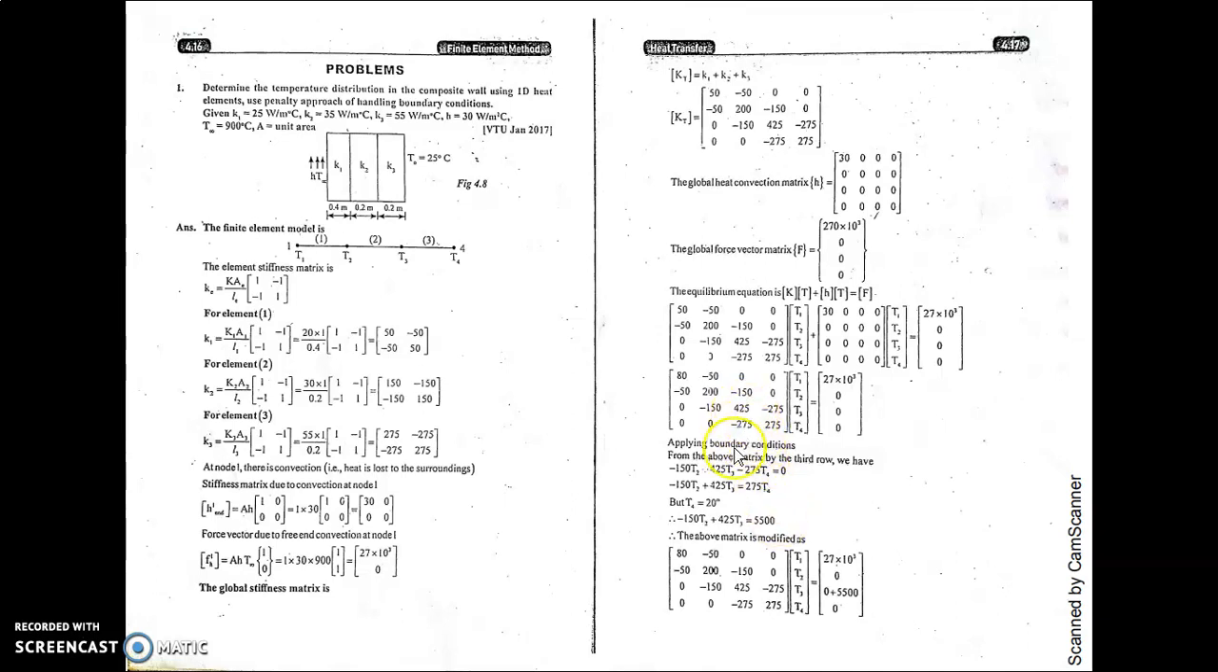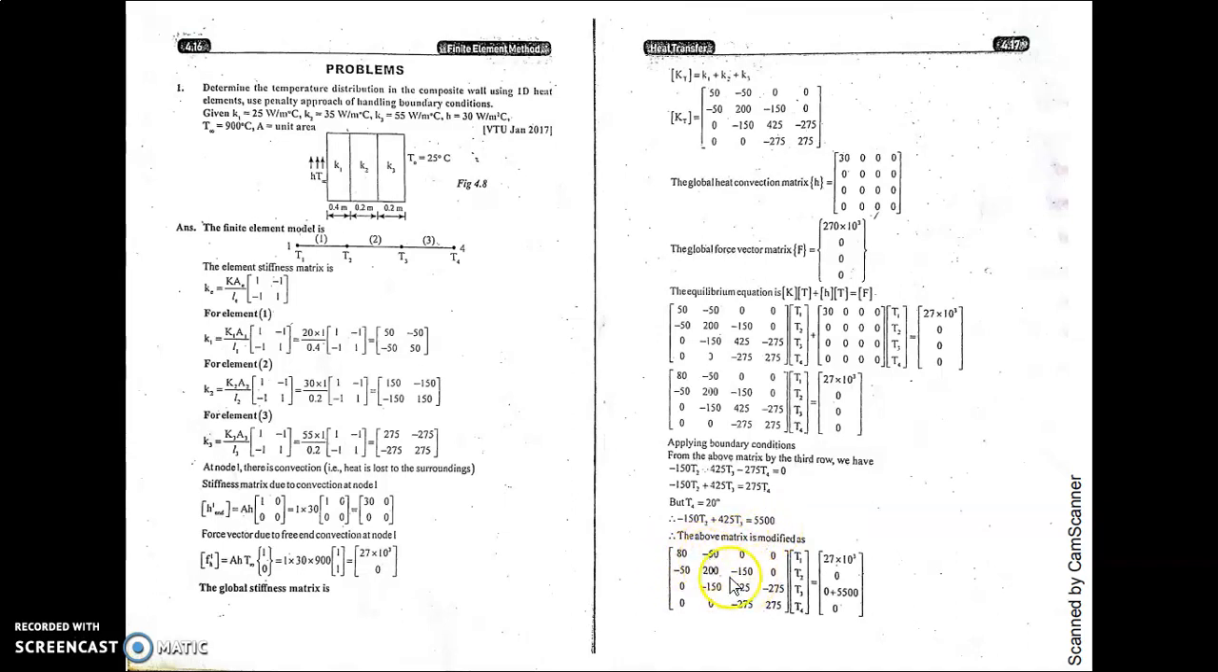Okay, third row. That is 0 into T1, minus 150 into T2, 425 into T3, minus 275 into T4 is equal to, what is the value? 0. Third row is 0, right? Then minus 150 T2 plus 425 T3. Take this 275 T4 that side, because we know the value of temperature. Just put the value 20 and get the result. It is 5500.